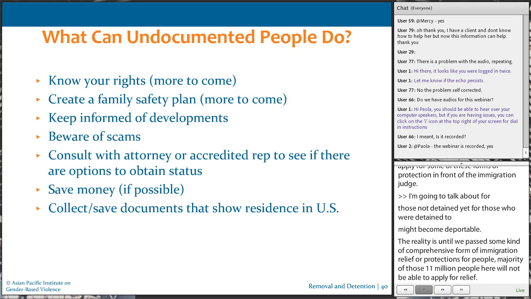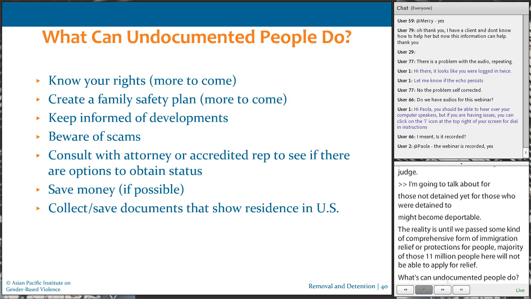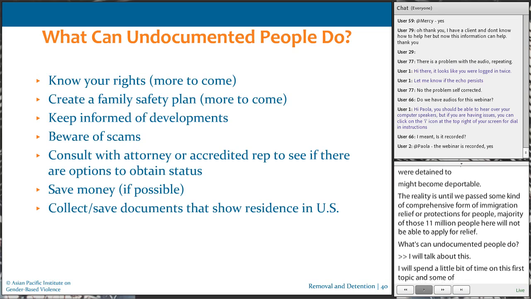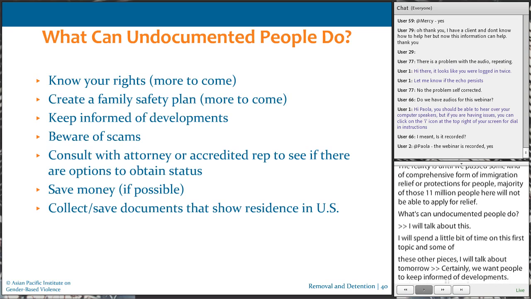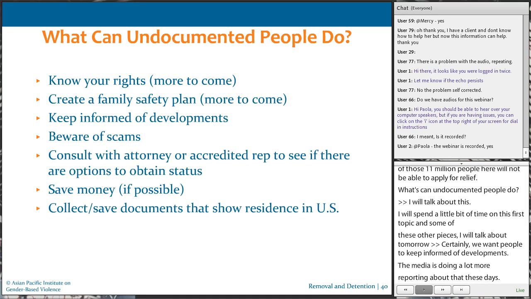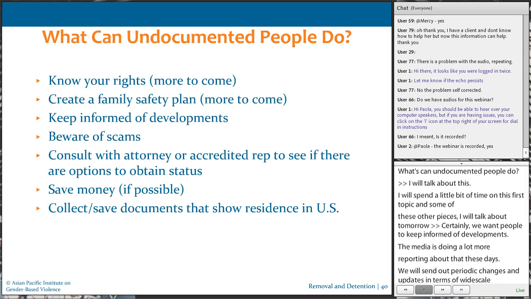I'm going to spend a little bit of time on this first topic right now, and then some of these other pieces I'm going to talk about tomorrow in the presentation on safety planning. But certainly we want people to keep informed of developments, and the media is doing a lot more reporting about that these days, and we will send periodic changes and updates in terms of wide-scale developments in the law. Certainly make sure people are aware of scams. This is a huge problem right now.